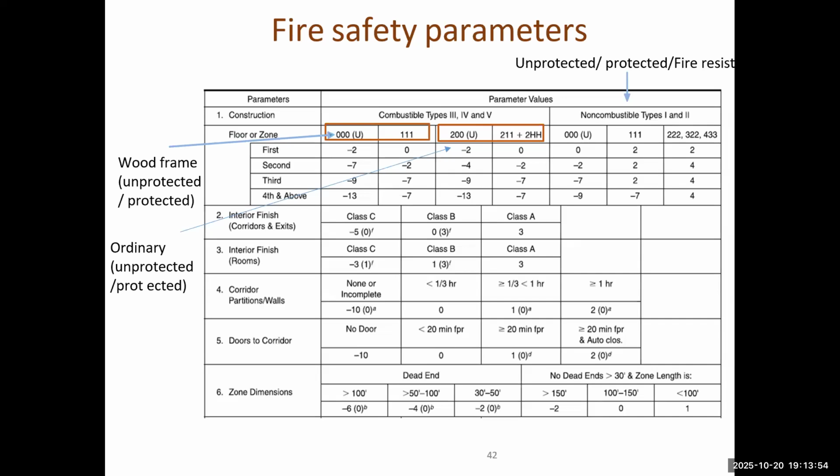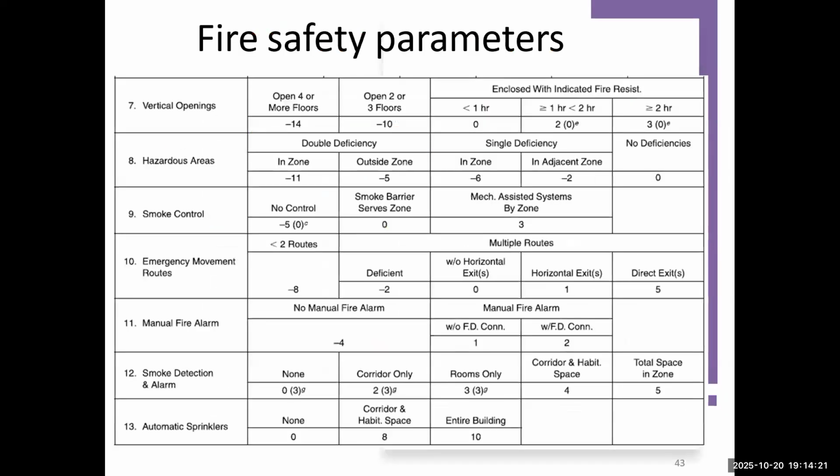Having an incomplete corridor will give a significant minus 10 points. As you can see here, if the doors of the corridor are unfinished, it will be given a minus 10 score. So it reveals the real-world impact of these parameters. And the remaining parameters also cover the hazardous area, the smoke control, the emergency routes, the alarm systems, and the automatic sprinklers.